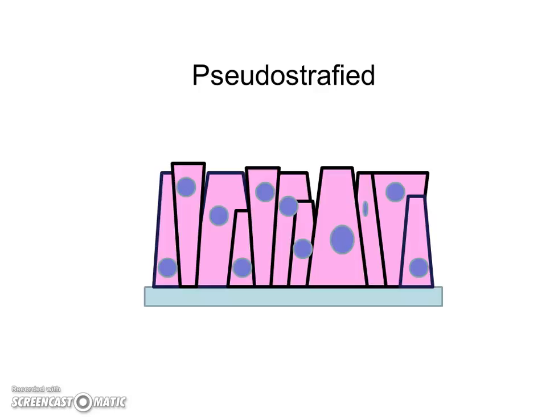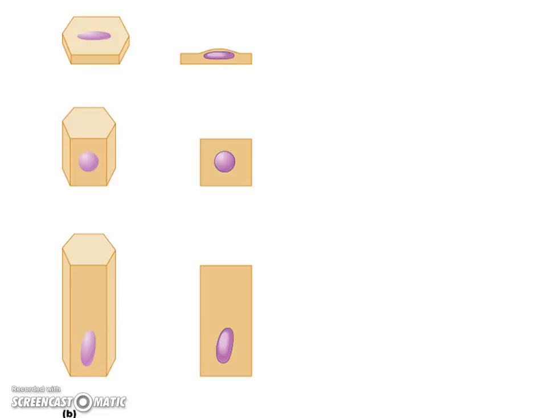Another term we sometimes use dealing with the layers is pseudostratified, which means falsely layered. Looking at the tissue, you see nuclei at different levels, so you think there's more than one layer of cells. But then if you look closely, all of the cells go to the basement membrane, so it looks like it's more than one layer, but they actually all come down to that basal membrane, so it's pseudostratified.